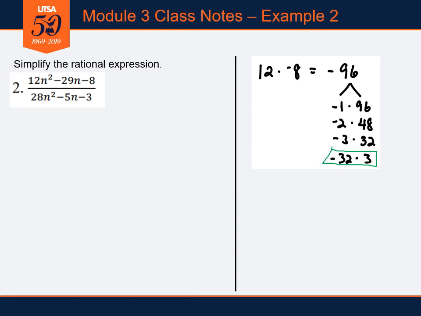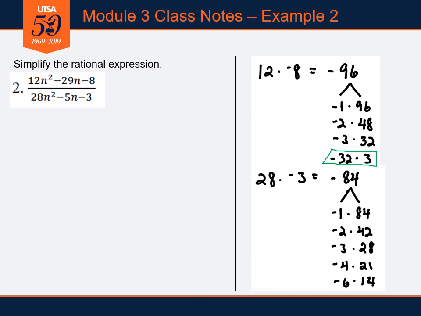Similarly, in the denominator, a times c for the AC method is 28 times negative 3, which is negative 84, and I'm looking for factors of negative 84 that add up to negative 5. I ran out of space on my slide here before I found those factors. So as I continue finding factors, what I find is that negative 12 times 7 gives me negative 84, and negative 12 plus 7 is negative 5, the middle term there in the denominator. So I found my pairs of numbers that work, numerator and denominator.